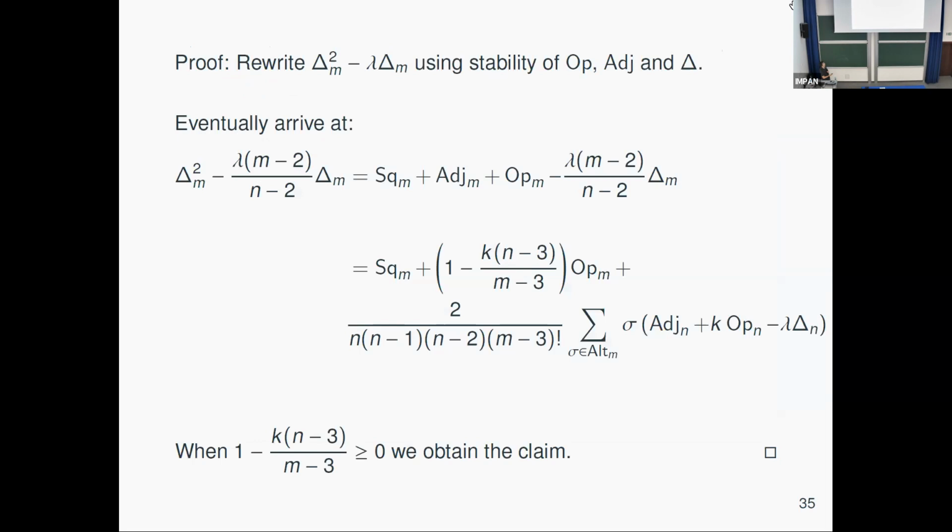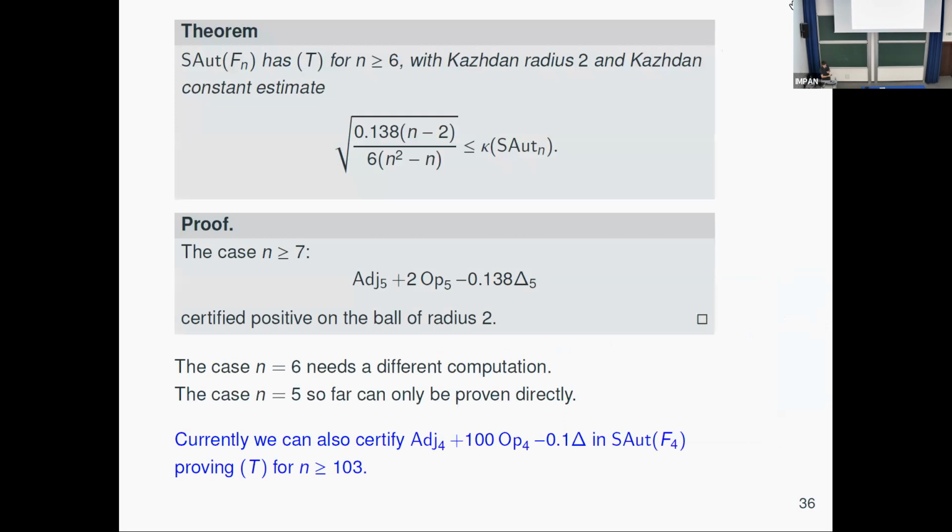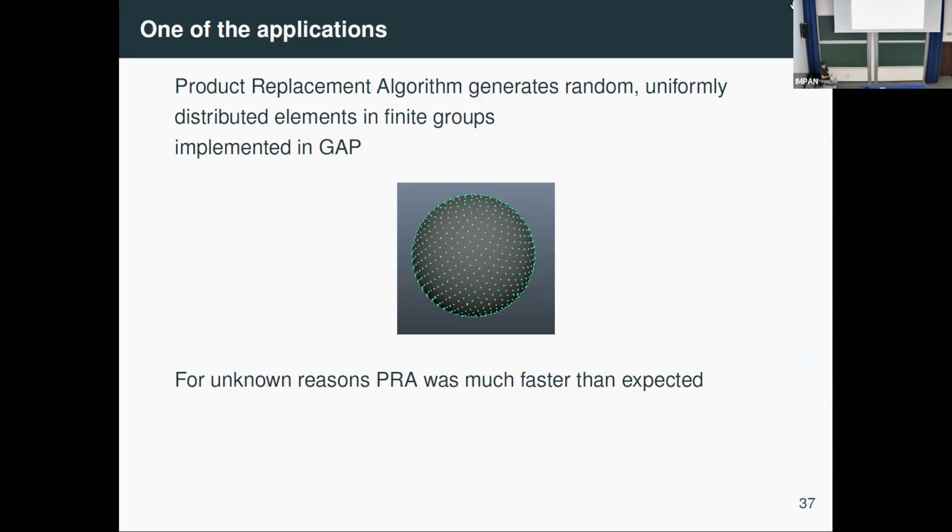So maybe I won't get into this further. This is the general idea. Maybe the one thing I'd like to mention is that a specific application of property T for Out(Fn) is to the product replacement algorithm. The product replacement algorithm is an algorithm that was created in the 90s. It's an algorithm that, once you have a finite group, produces uniformly distributed elements within that finite group.